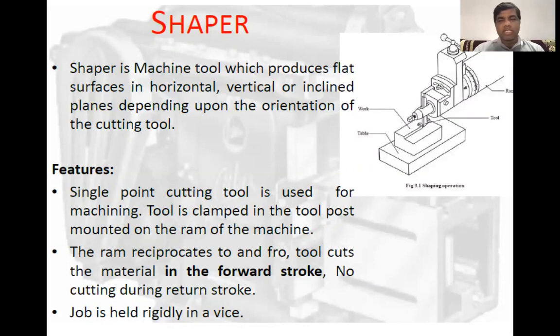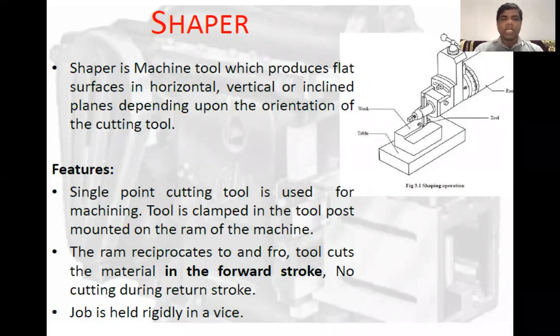It's very difficult to make flat surfaces on a lathe. Maybe you can do facing on a lathe, but that is only very small end surfaces. Except that, flat surfaces cannot be machined by those machines. So to machine flat surfaces, we have these machines: shaper, slotter, and planer. In that, first we can take up the shaper.